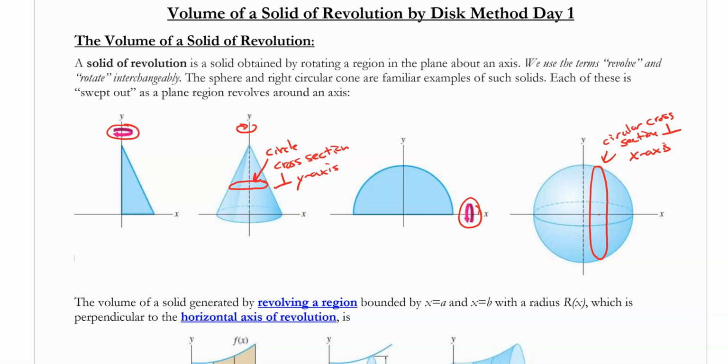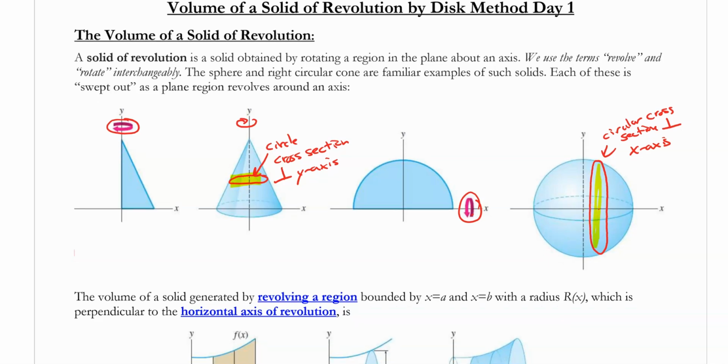So this is what we're doing in this section. We're basically taking bounded regions and rotating them, for now, only around the x-axis or the y-axis. We're going to create a three-dimensional shape, and we're trying to calculate the volume of that shape. I drew the cross sections in for a reason. These cross sections are really important in how we do our calculation.